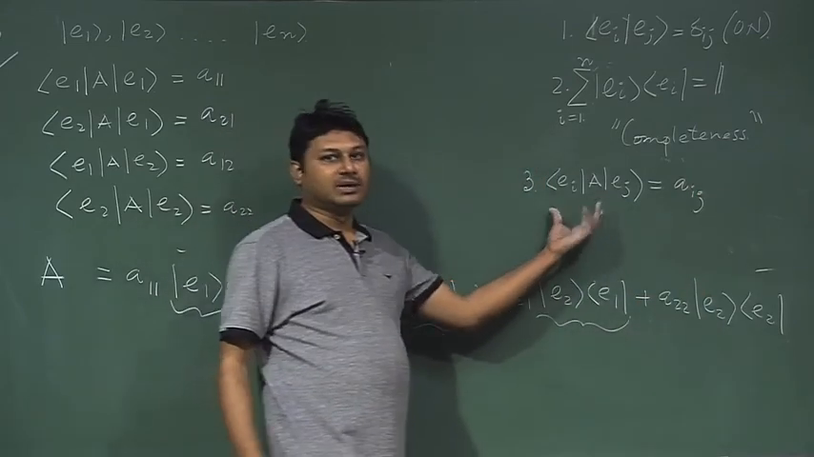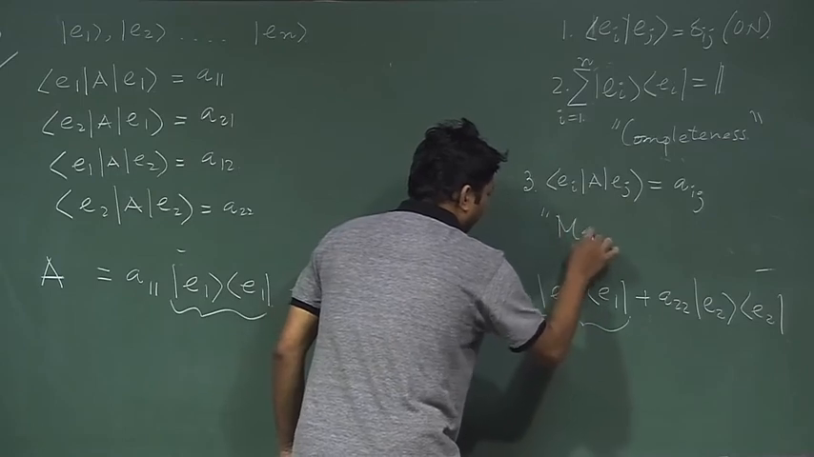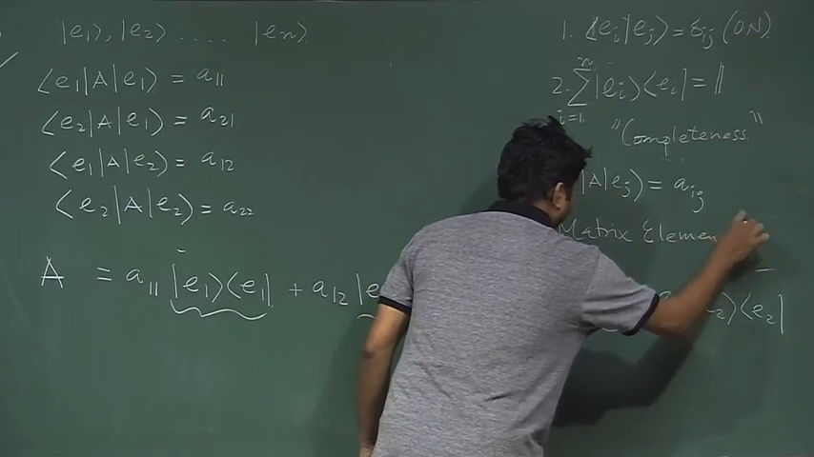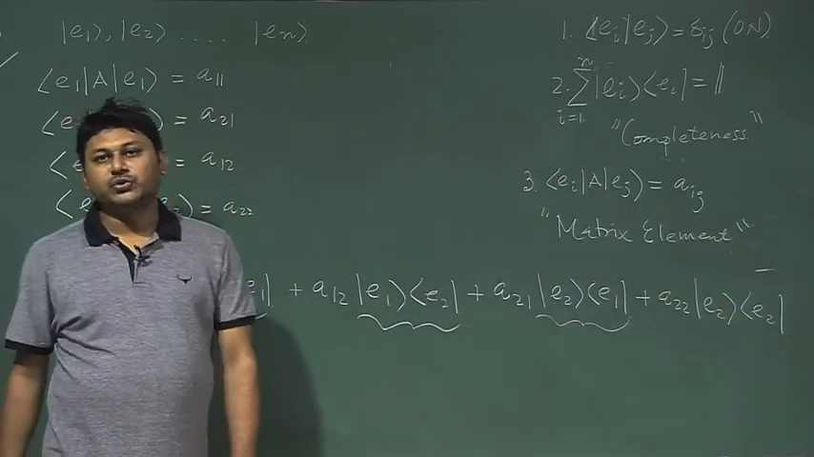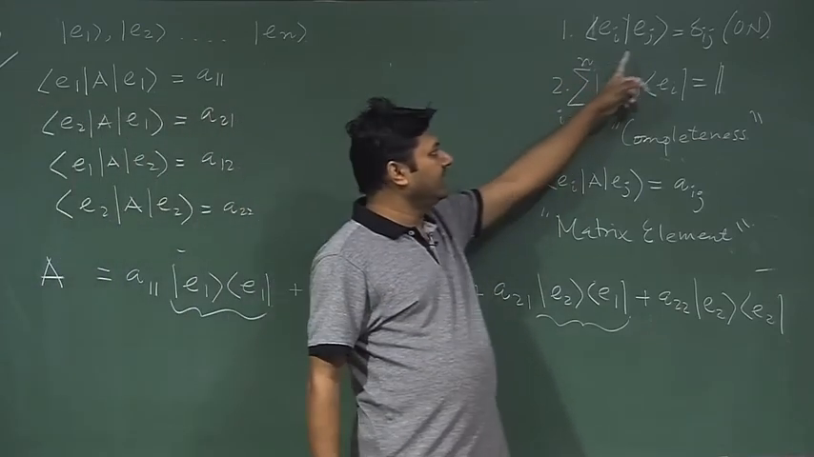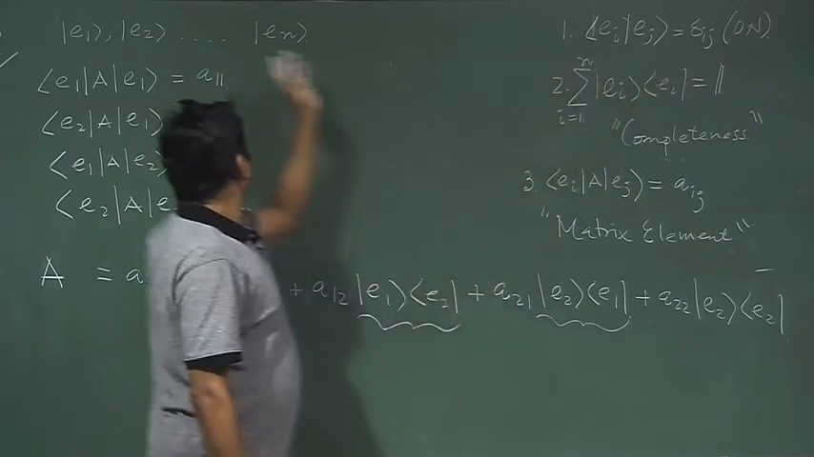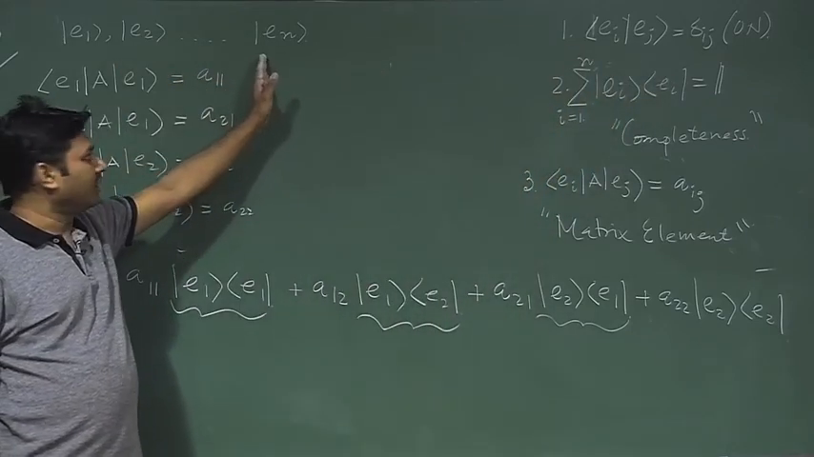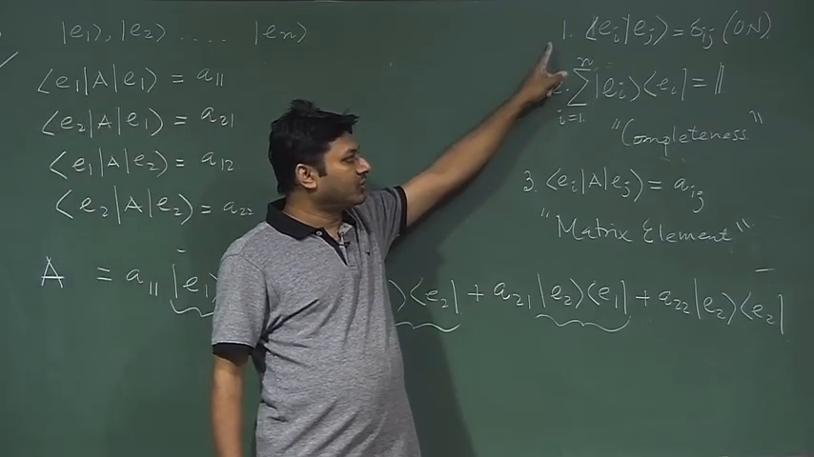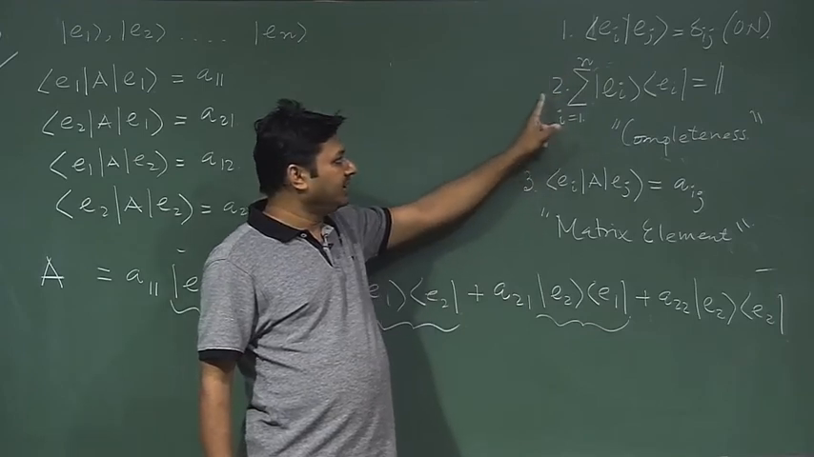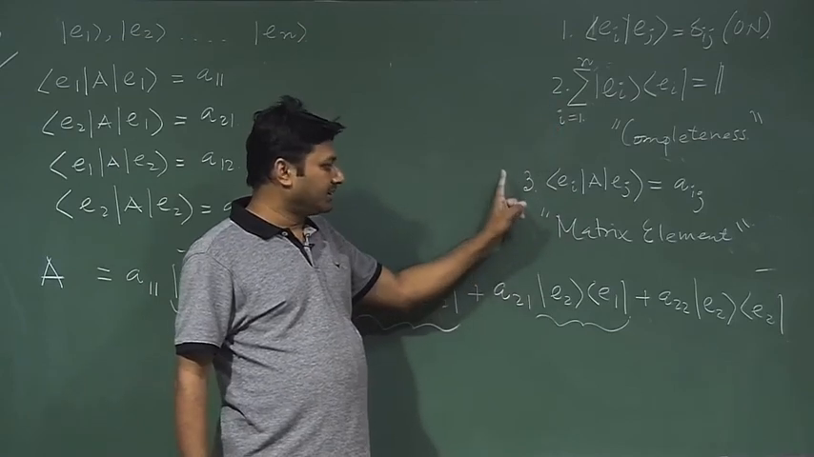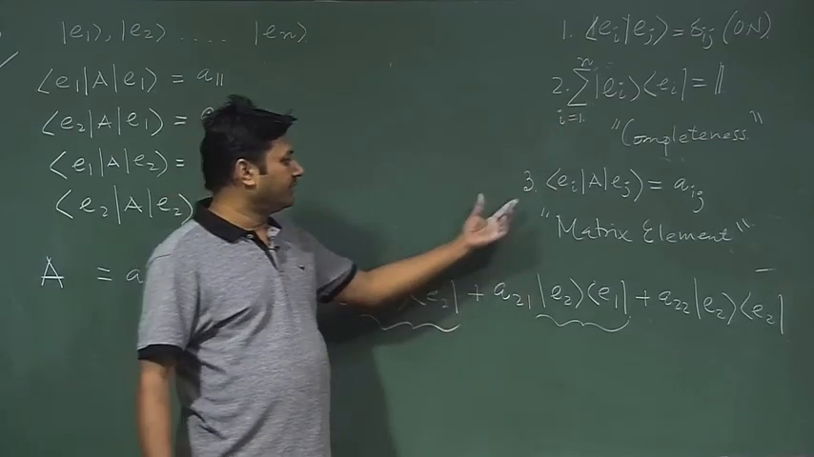This is called the matrix element. So in conclusion, what do I find? We find that E1, E2, E3, En are the n basis, n number of basis per dimension n. It follows three important properties, which is the orthonormal property. The second thing is that they are complete, it is a completeness property, and the third property is that this is a matrix element. So the matrix element can be found out by these things.